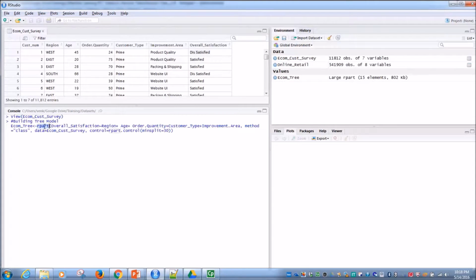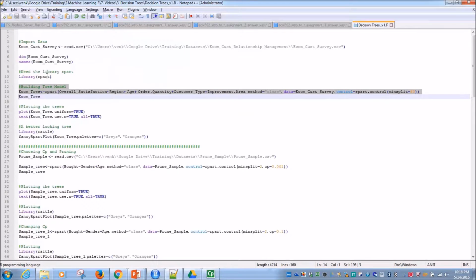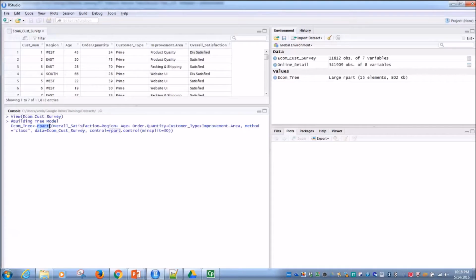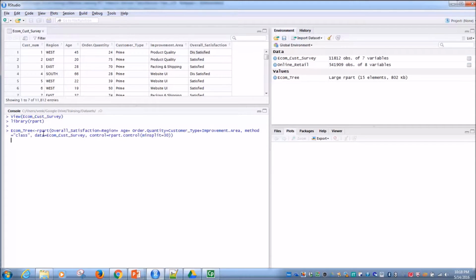We need to use a function called rpart. It is part of a library or package called rpart, so first we need to attach the package rpart, which contains the decision tree building functionality. Once that package is attached, we are ready to build a decision tree using the function rpart. What we are trying to model is our dependent variable, overall satisfaction, which depends on region, age, order quantity, customer type, improvement area, etc. Method equal to class.